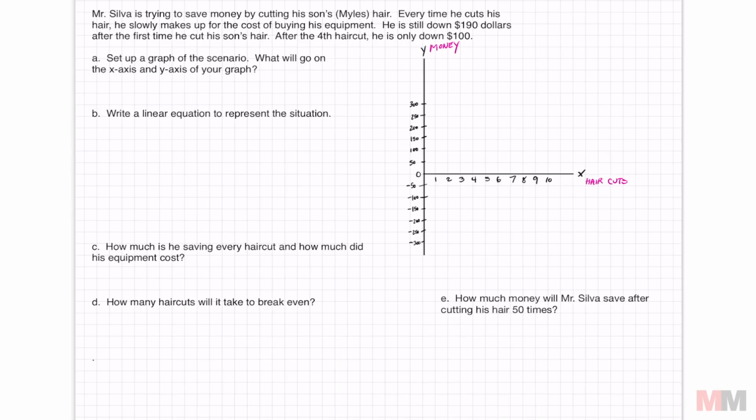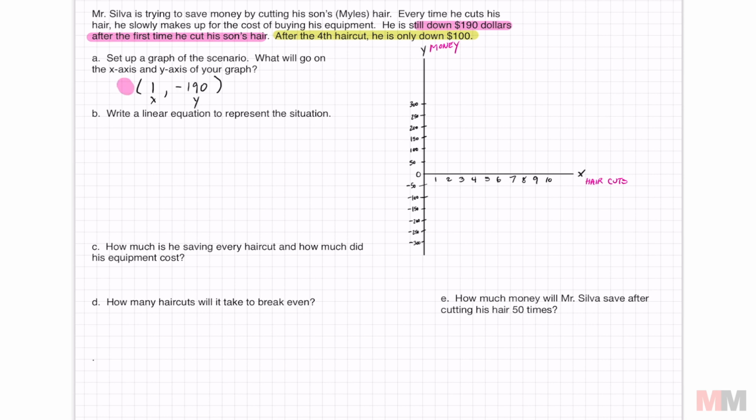And I'm going to highlight the important information in the paragraph. And it's usually the stuff with numbers on it. The first one is, I am down $190 after the first time I cut his hair. And the second part is, after the fourth time I cut my son's hair, I'm only down $100. So let's put that into math as coordinates. The first one in pink. So information is actually backwards. 1 for haircuts, down $190.